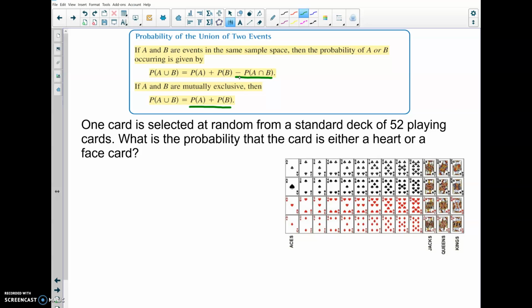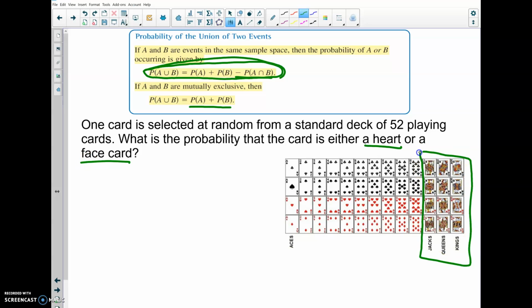So here's an example where the two events are not mutually exclusive. A card is selected at random from a standard deck of cards. What's the probability that it's either a heart or a face card? Here are our face cards, our jacks, kings, and queens, and we are looking for either a heart or that. Notice that there's overlap in our two events, so they're not mutually exclusive. They have an intersection.